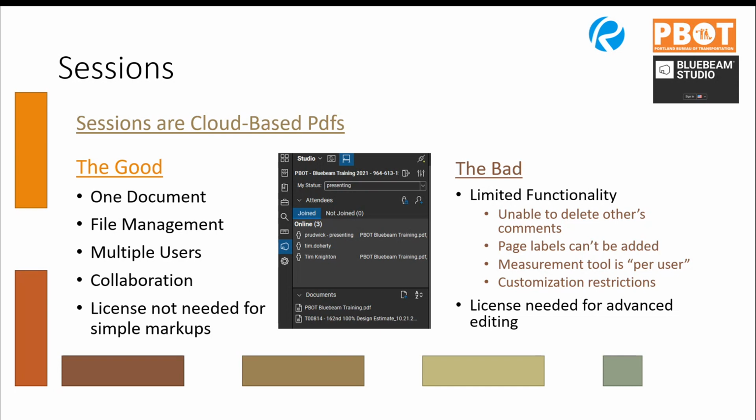The measurement tool as well. So if I calibrate a document or pages in a document, it will only be calibrated for me. It won't be calibrated for all users. That's a negative. And then there's also some customization restrictions in terms of adding or deleting columns, just less stuff you can do. Basically, my take home point is it's good for a lot of things, but it's not for everything.